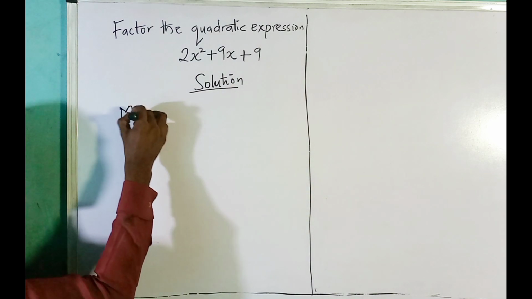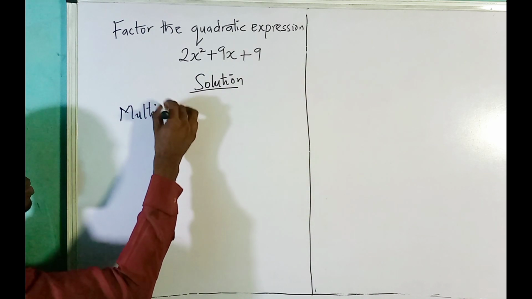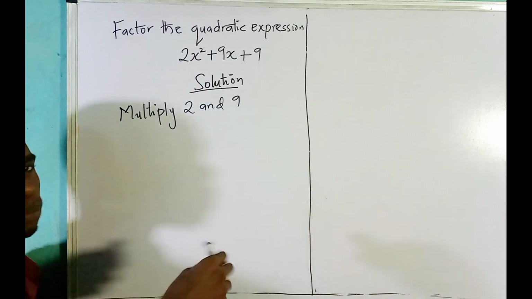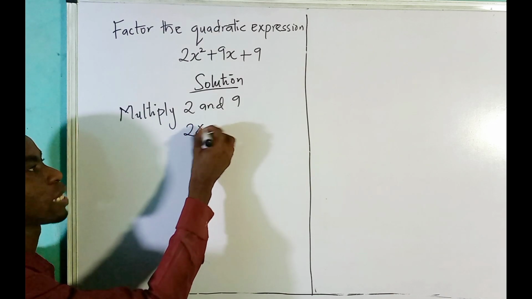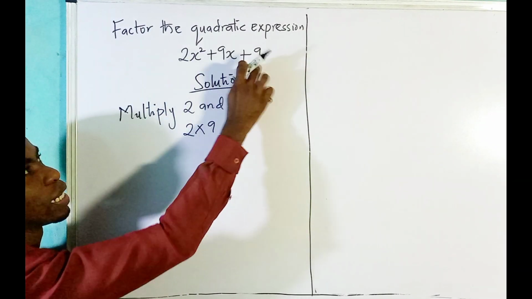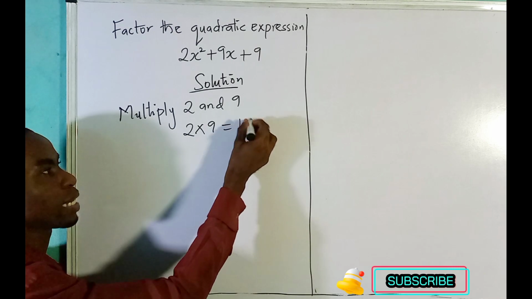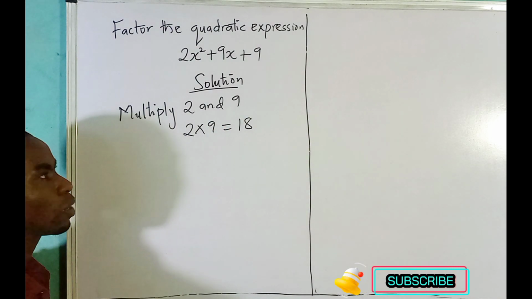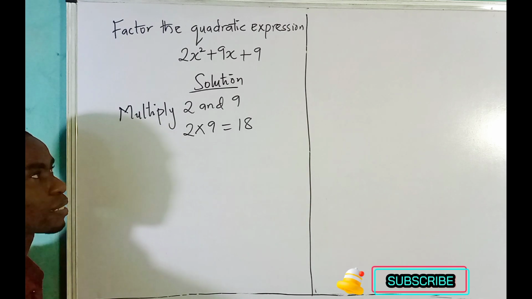So multiply 2 and 9. I'm going to try to explain it step by step. 2 times 9, not the 9 in the middle, the 9 at the end. 2 times 9 is 18, right? That's the first step. Now let's look for the factors of 18.